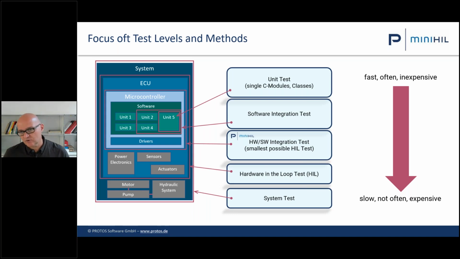You also can run a unit test very often. It's inexpensive, and at the lower end here you have the system test, which is usually very slow. You do not execute it very often, and it's extremely expensive. So with the miniHIL, we are somewhere in the middle here. Still very good to automate and relatively simple in comparison to a system test.